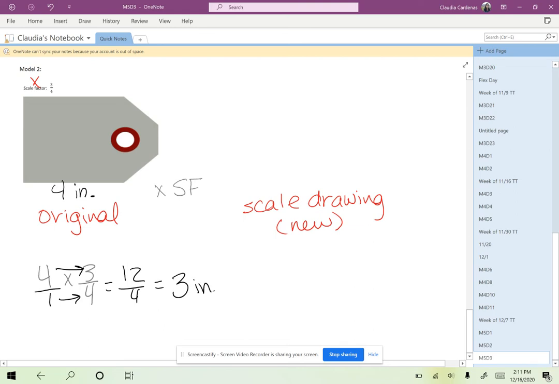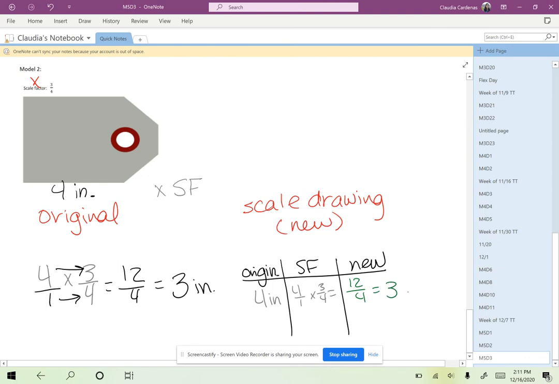And I could also show that in a table, right? Remembering our table that we have original, scale factor, and new. So we were given 4 inches. And if we multiply that 4 times 3/4, we're just putting this in a table to make it nice and neat. We get 12 over 4, which is the same thing as 3 inches. So if I draw my tag, it's going to be a little bit smaller than what it started out as. And I'm just going to label that this is now a length of 3 inches.